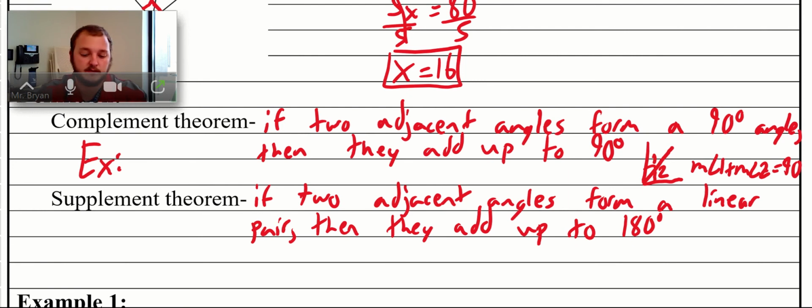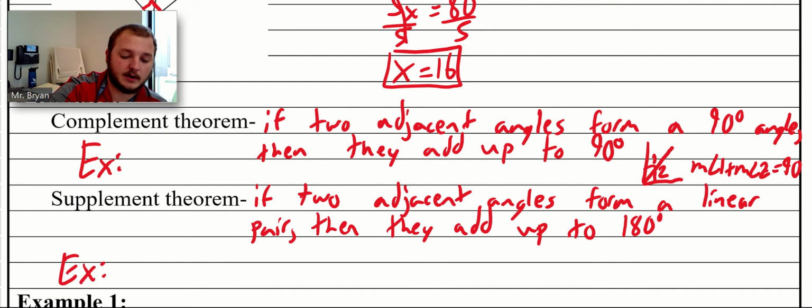Okay? So this is another theorem that helps us, and we can use this in our proofs. If we had to show the setup of an equation, we could say if we saw a linear pair, which we've seen a lot of examples of throughout the year, then we can say that they add up to 180. So we have a specific theorem that now helps us with that.